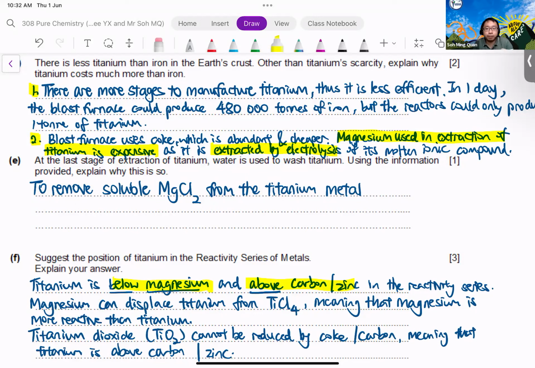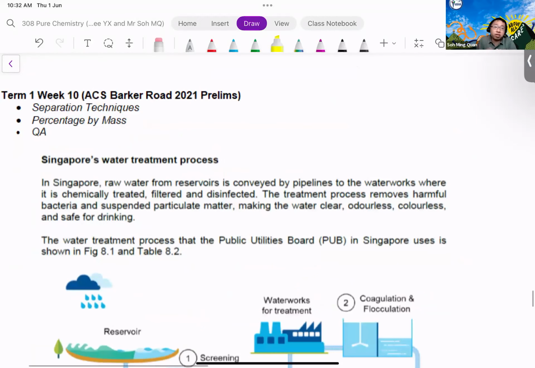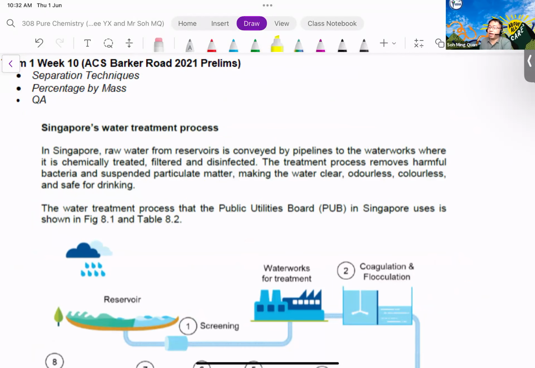Yeah. Now I'm just going to move on to the Term 1 Week 10. Now, Term 1 Week 10 is probably the most challenging. It's challenging and very daunting to most students because it requires about 3 pages of reading. All right. So again, let's revise from the start.